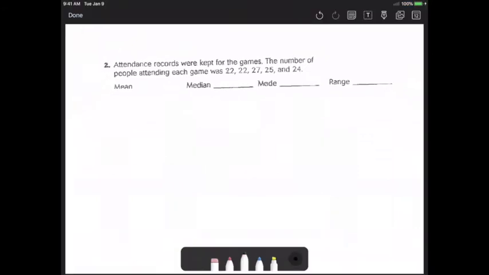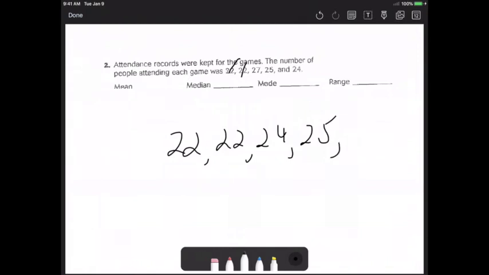Okay, so first thing, let's put them in order. I got 22 twice. I got 24, 25, and 27. All right, so the first thing I'm going to do is range. 22 and 27, I subtract them, I get 5. Mode, most often, you can see it's going to be 22.